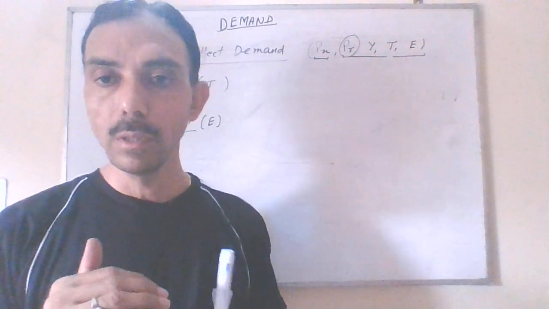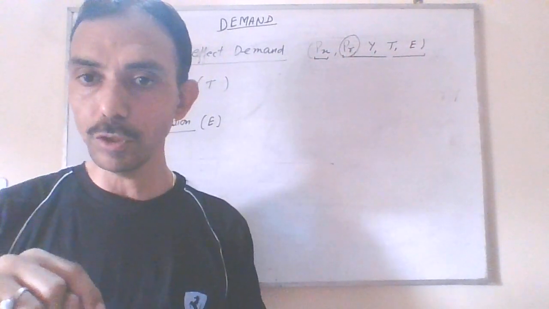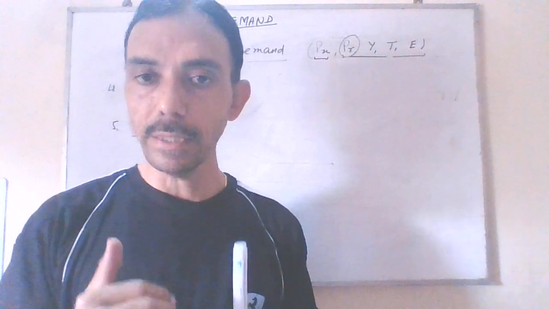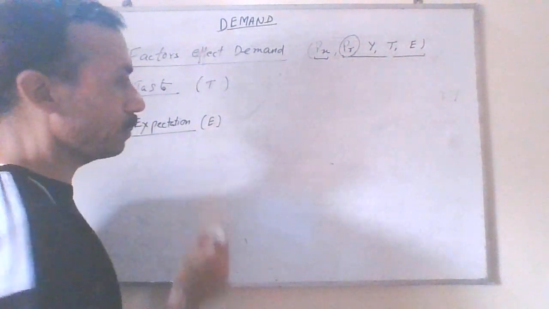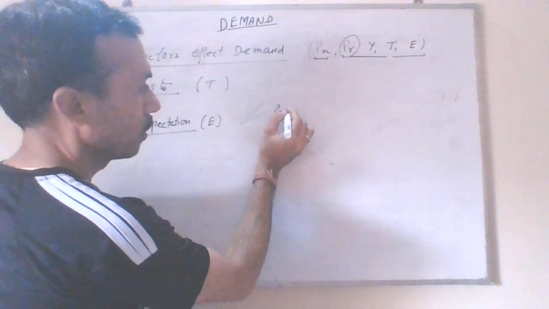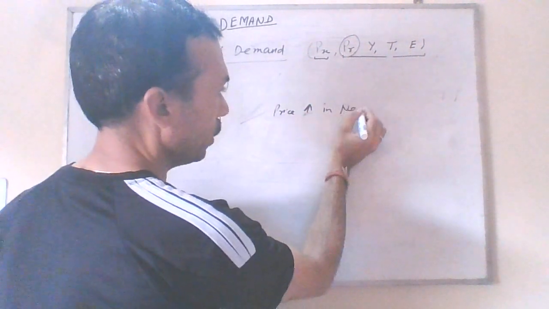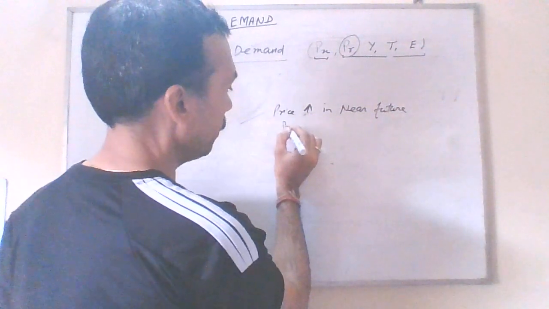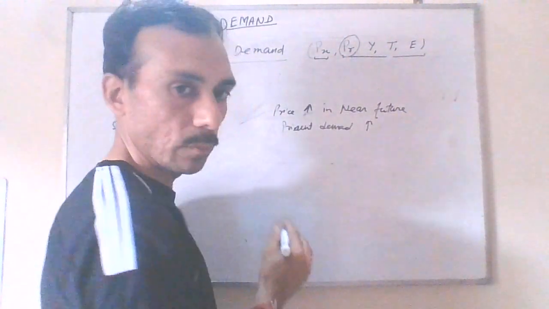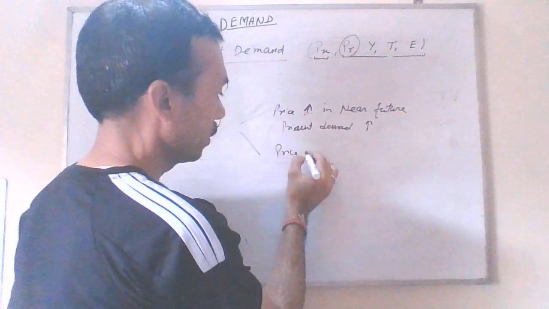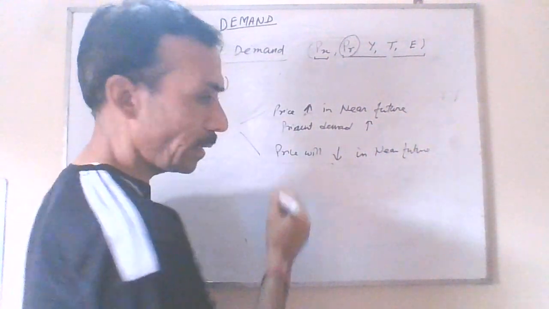Means the consumer will shift the present demand if the consumer expects that the price of a commodity will fall in the near future. If the consumer expects the price will rise in the near future, the consumer will demand more at present. So what does the consumer expect from that commodity? If the price is expected to rise in the near future, then present demand will also rise. And if the consumer expects that the price will fall in the near future, then the consumer cuts down their present demand.